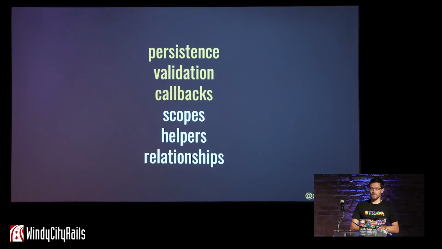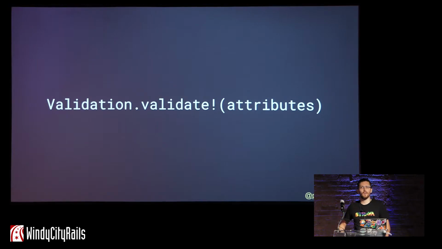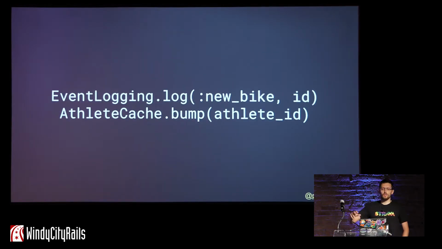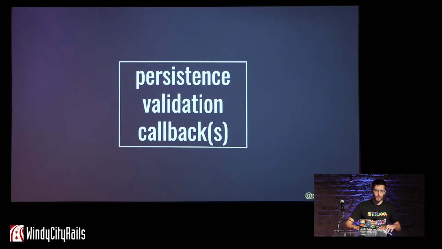So let's assume for a moment that we take each of these responsibilities and split them up into separate objects instead. We'll use one object that takes an attribute hash and writes it to the database. We'll create another object that validates the attribute hash, and maybe raises an exception with error information when attributes aren't valid. We'll also use a collection of other objects which are responsible for executing callbacks like event logging, sending welcome emails, and cache busting. Of course, we still need to tie all of these together somehow, so we'll come back to this.